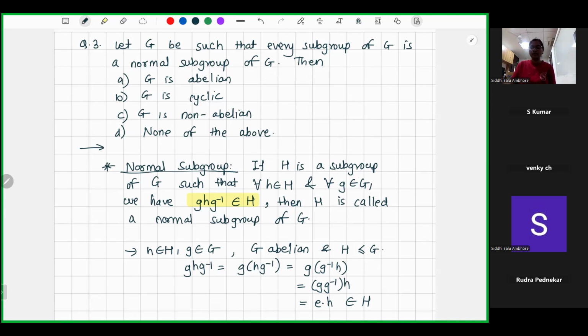Okay, but do you have a counterexample at least for this? That G is non-abelian. Do you know any group G such that every subgroup is a normal subgroup, but G is not non-abelian? That is an example for this C, but I'm talking about, okay, I mean S3 is an example such that it is non-abelian and every subgroup is of size either 2 or 3.